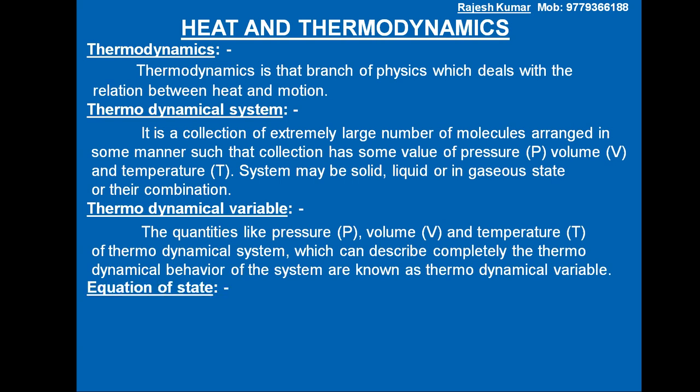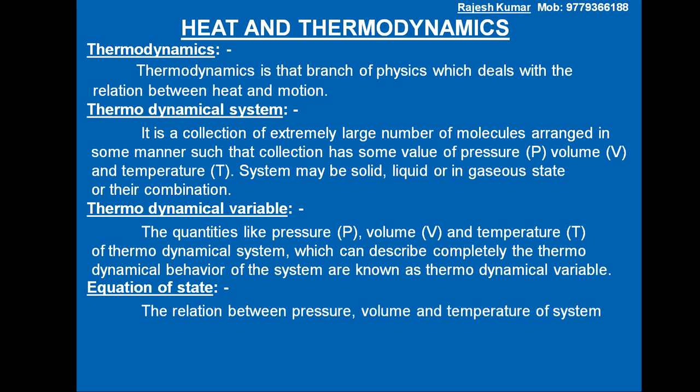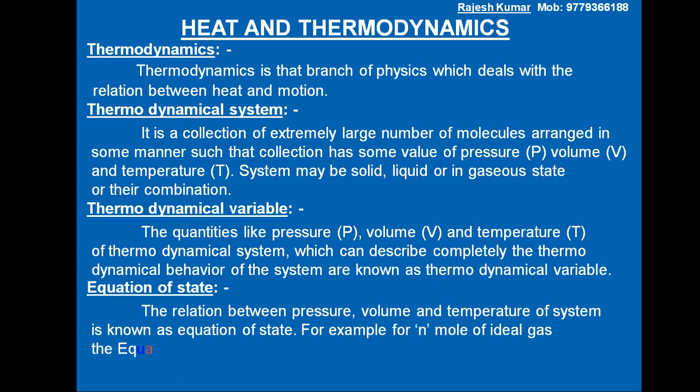Equation of state. The relation between pressure, volume, and temperature of the system is known as equation of state. For example, for n mole of ideal gas, the equation of state is PV equals nRT, where R is the gas constant.